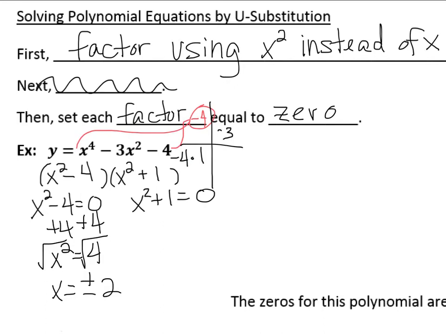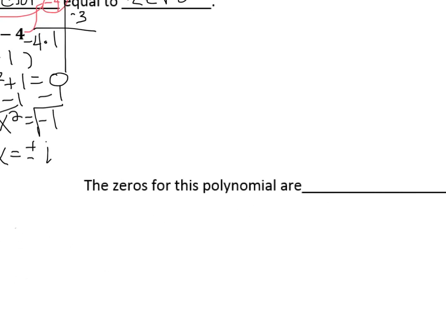On the second equation, we're going to subtract 1. So x squared equals negative 1. And then again, the opposite of a square is to take the square root. Now, we know we're going to have a positive and a negative. Well, the square root of negative 1, the fact it's a negative means we're going to have the letter i. Square root of 1 is just 1, so it's plus or minus 1i, which is the same thing as i. So the zeros for this polynomial are plus and minus 2 and plus and minus i.